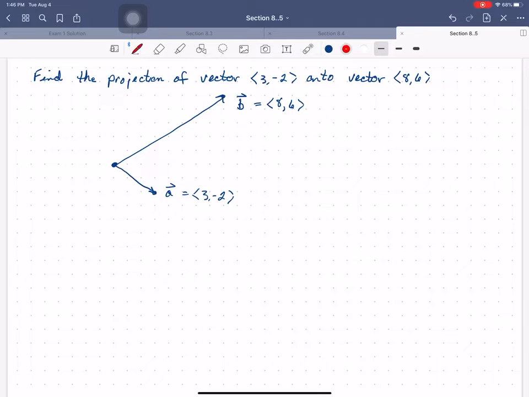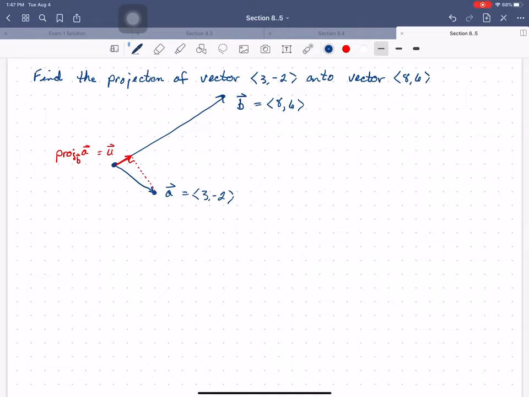Now what I'm looking for, so I'm going to drop a vertical from A onto B. And what I'm looking for is that vector right there. That red guy is the projection of A onto B. Now, since that's hard to write, I like to just call that vector u, okay? But you can call it whatever you want. So the first thing we have to do is find that magnitude.